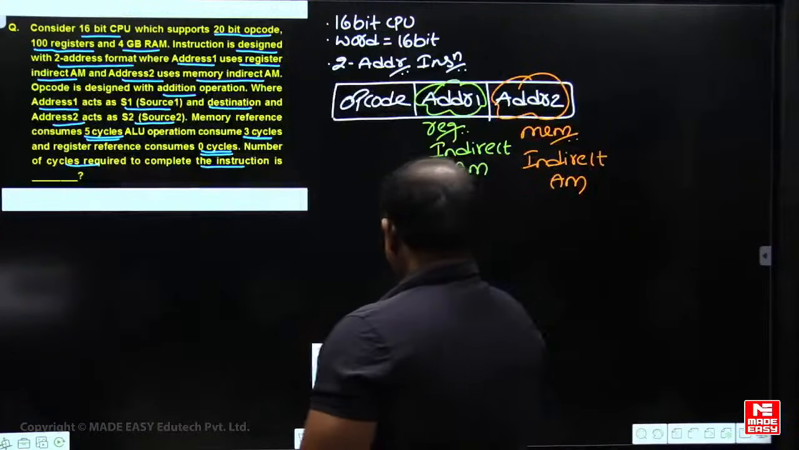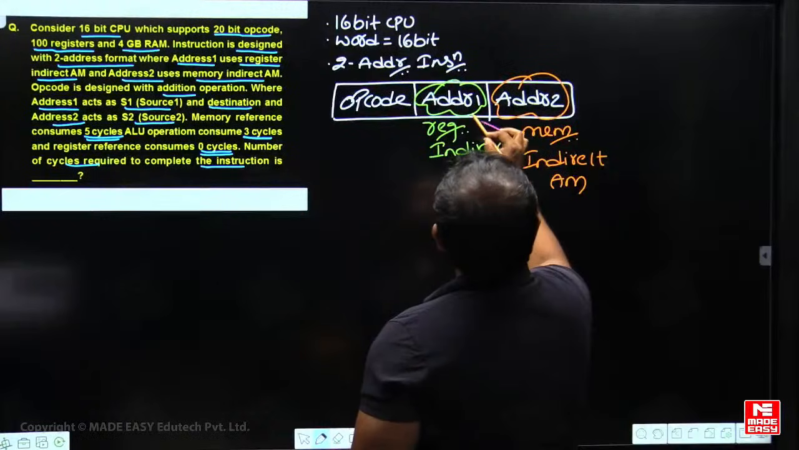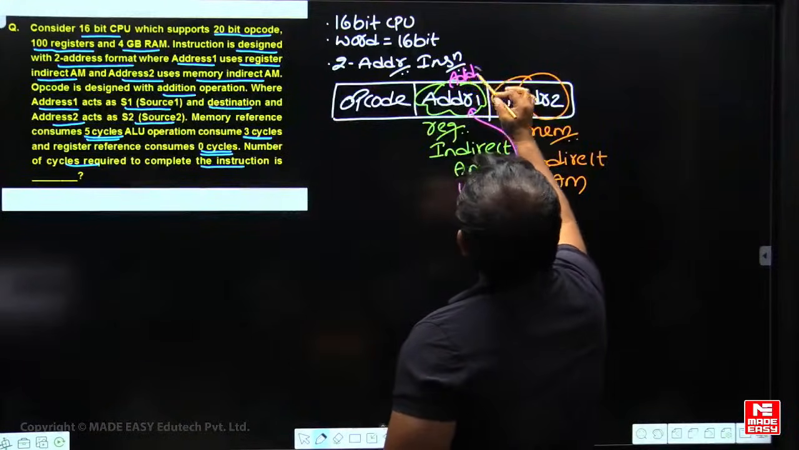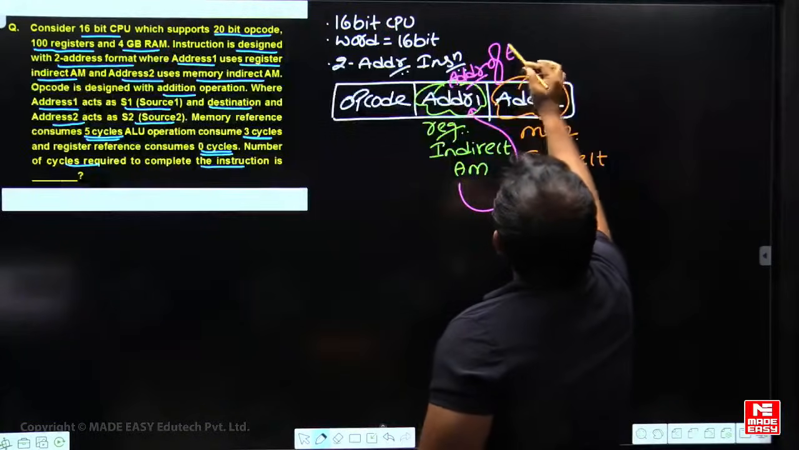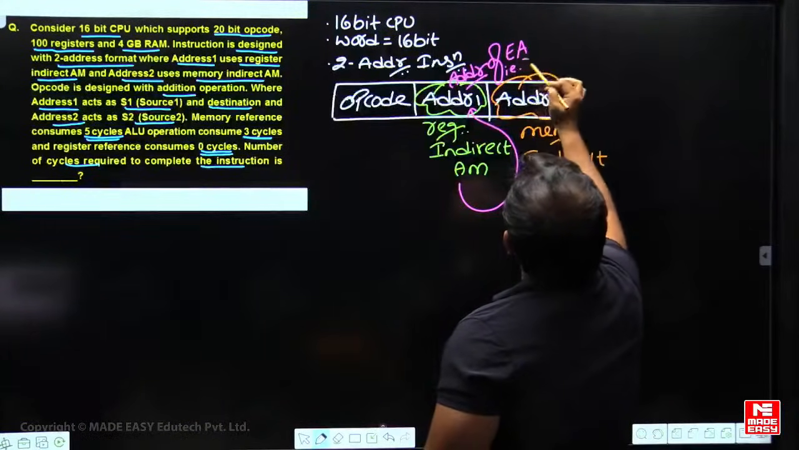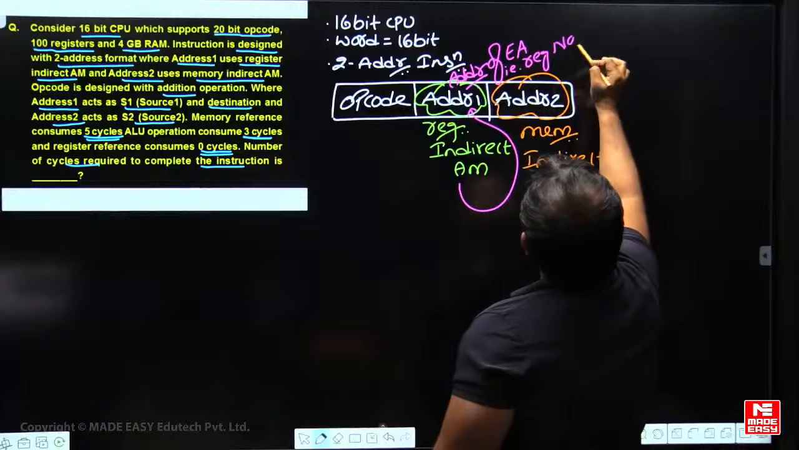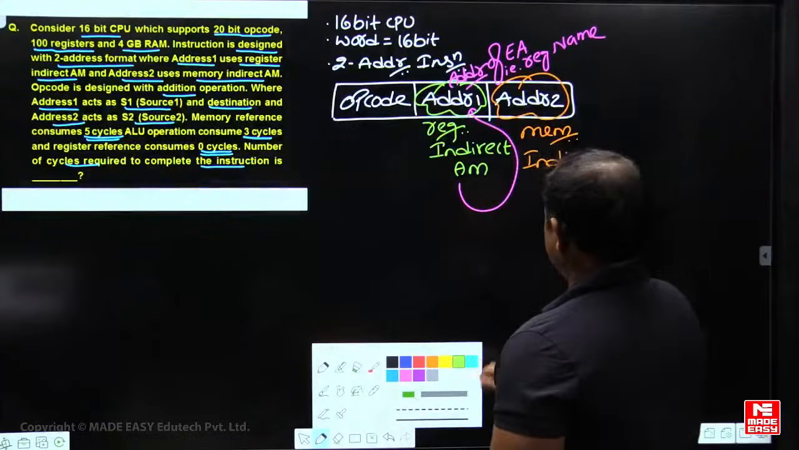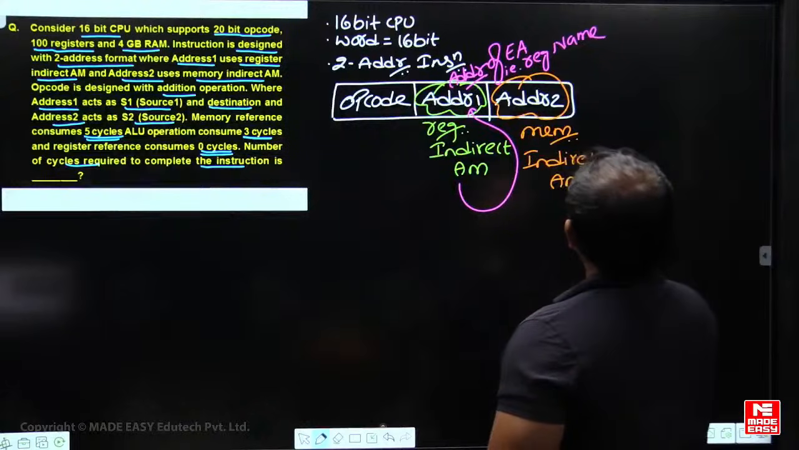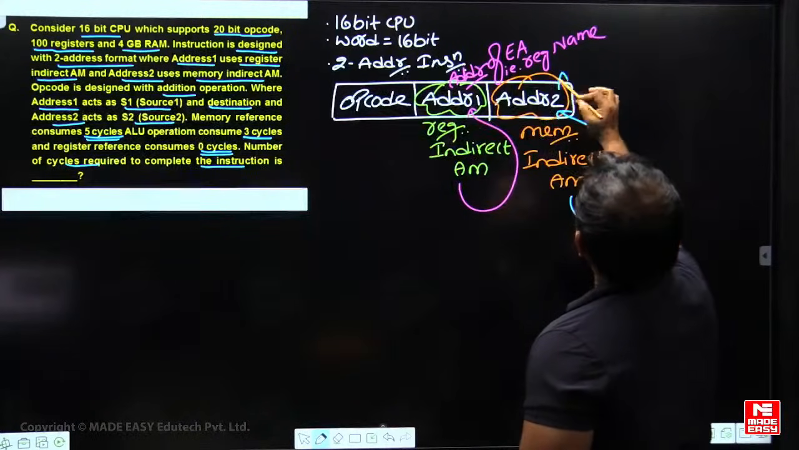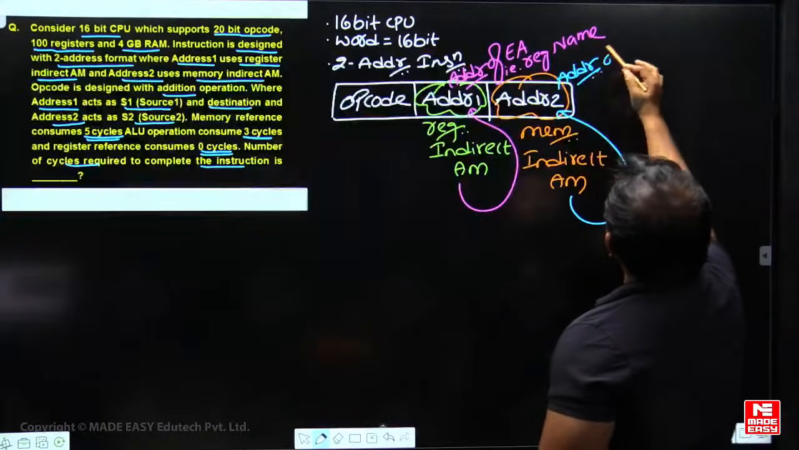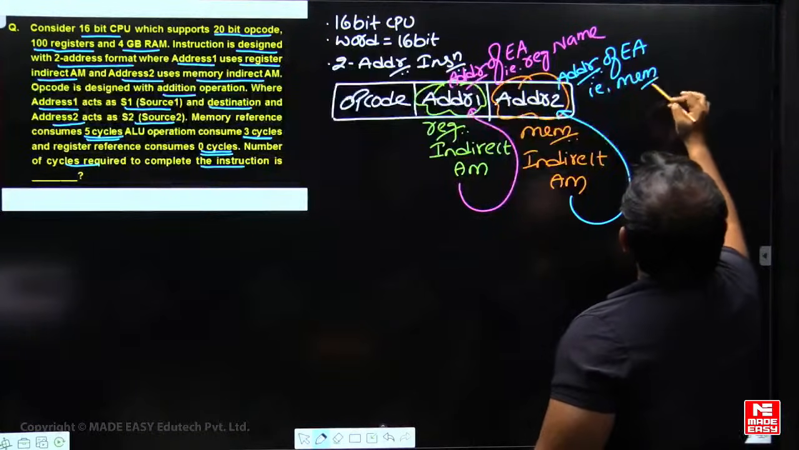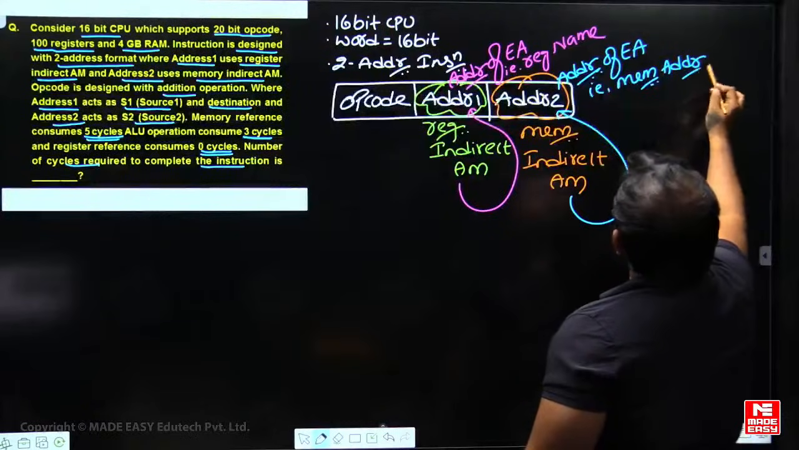So when it is register indirect addressing mode, this address field contains the register name, the register address. Now what is the meaning here? When it is memory indirect, this address will contain the address of the effective address, that is, a memory address. Here it is a memory address, very good.